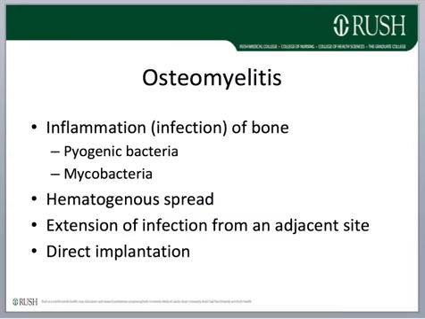Okay, osteomyelitis is inflammation, that is to say infection of bone. Although all types of organisms can cause and have been described in osteomyelitis, the most important organisms are pyogenic bacteria and then mycobacteria. There are 3 different routes to developing osteomyelitis. You can have a hematogenous spread to the bone.